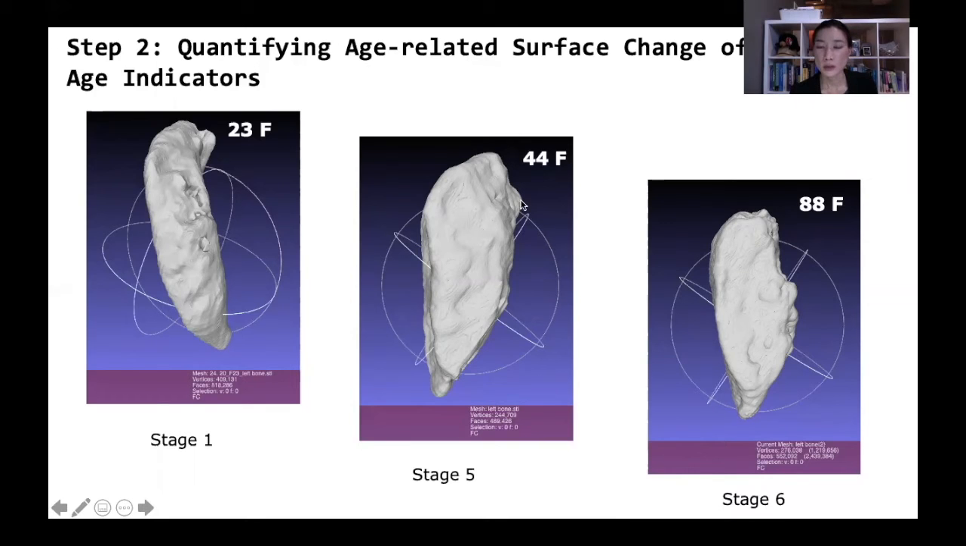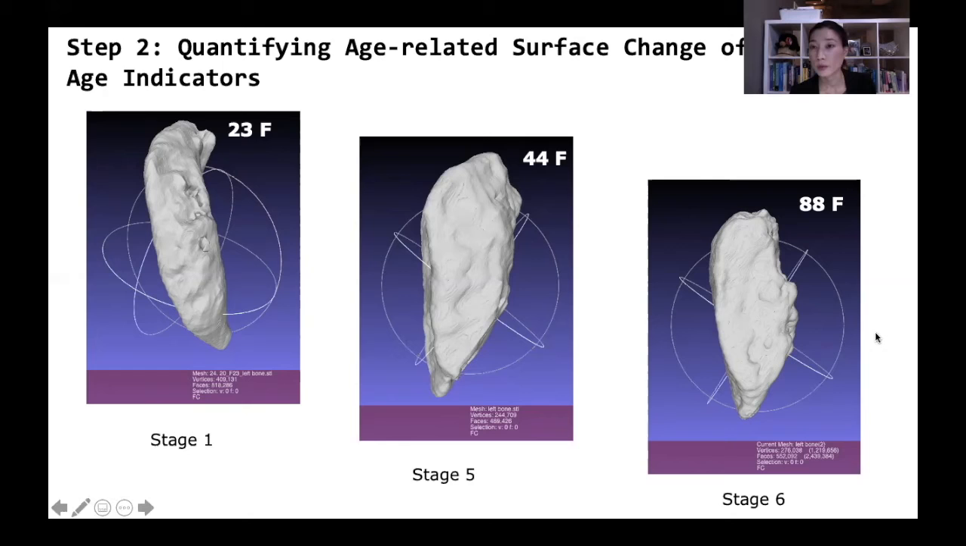In the middle picture, it shows the pubic symphysis of an individual at the age of 44. And as we can see here, it shows a full completion of symphysial face, characterized by the formation of the rim around the pubic symphysis and clear delimitation in the upper and lower extremity. And this can be a characteristic of stage 5.